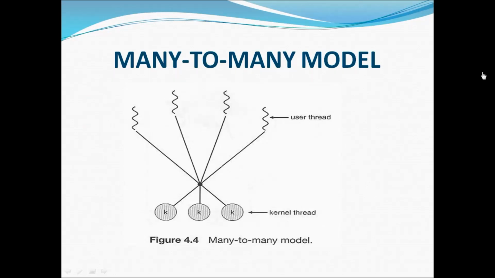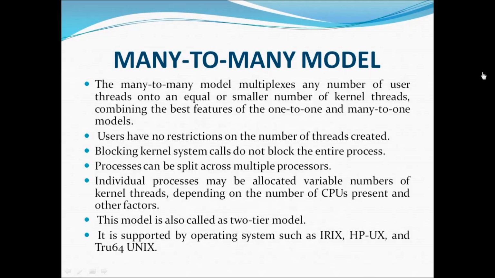Now, the many-to-many model. Many-to-many model means you can have many user threads for many kernel threads. It's simple. The many-to-many model multiplexes any number of user threads onto an equal or smaller number of kernel threads. In the many-to-many model, the number of kernel threads can be equal to the number of user threads, or smaller than that, but not more than that.